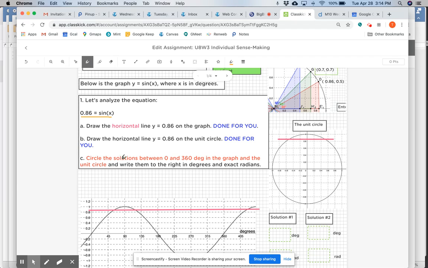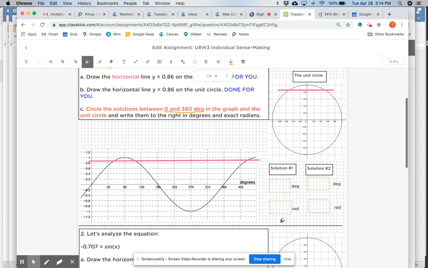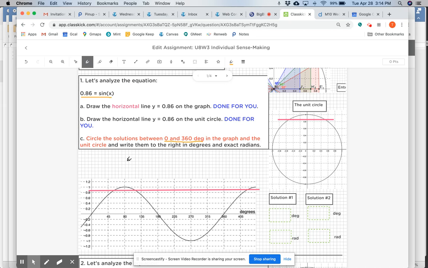Now, C says circle the solutions between 0 and 360 degrees in the graph and the unit circle, and write them to the right in degrees and exact radians. Okay, so here's what I want to do. I want to first circle the solutions that I see from the graph and this pink line. So I see this one right here, and I see this one right here. And it says between 0 and 360, so I see one over here too, but it's past 360, so I'll ignore it for right now.